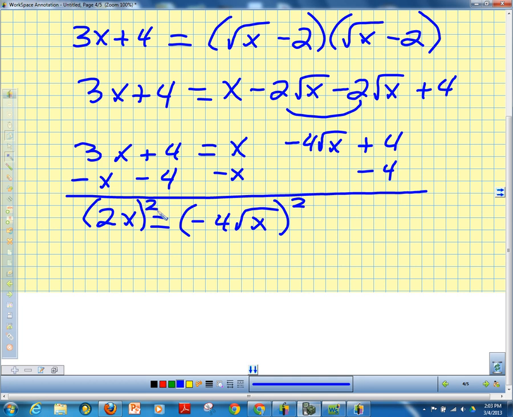Why would you not divide negative 4? You could, it just makes it uglier, because you have a fraction on this side, and I'd rather square without a fraction. Easier. So negative 4 times negative 4 is 16. Square root of x times square root of x is x. So 2x squared is 4x squared.